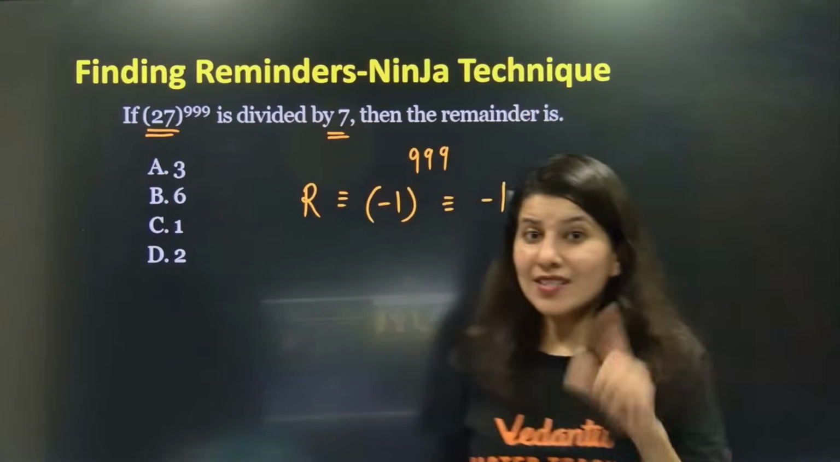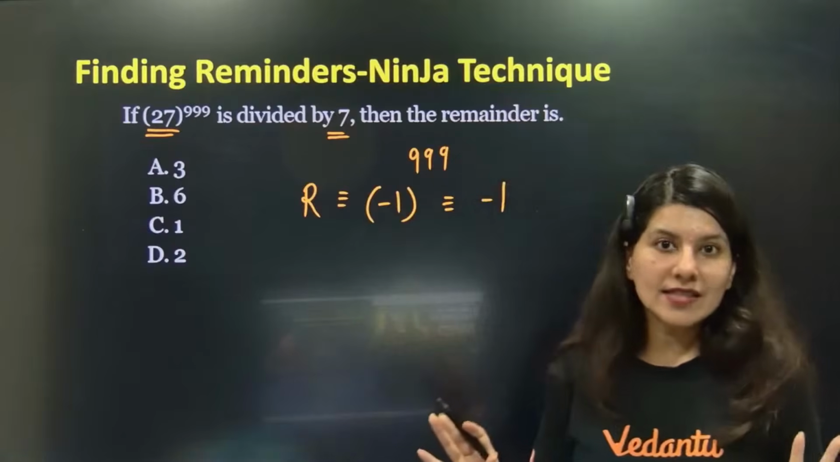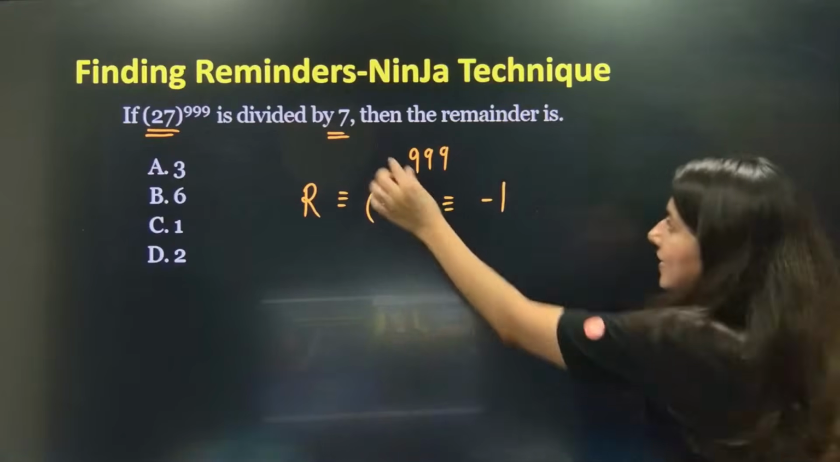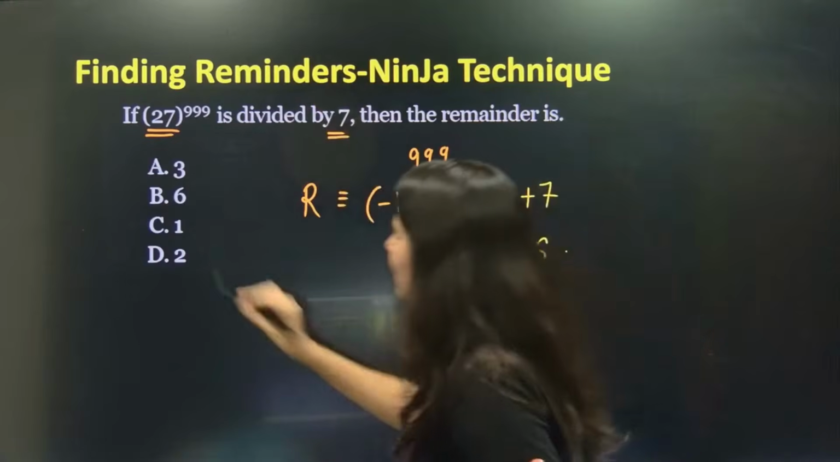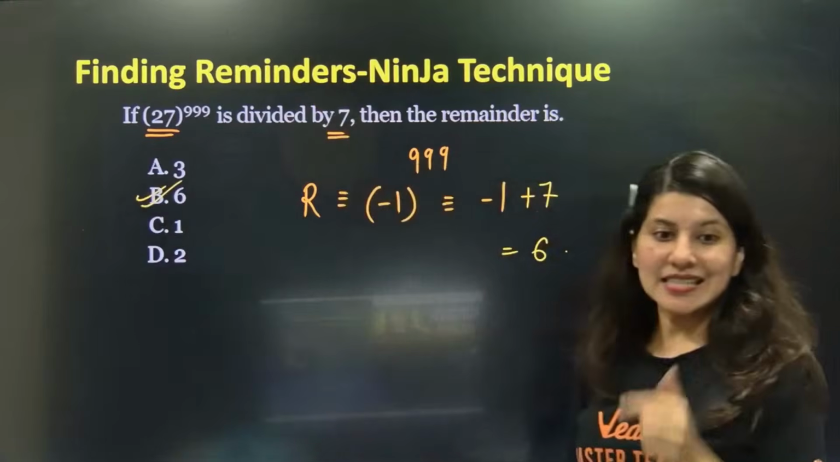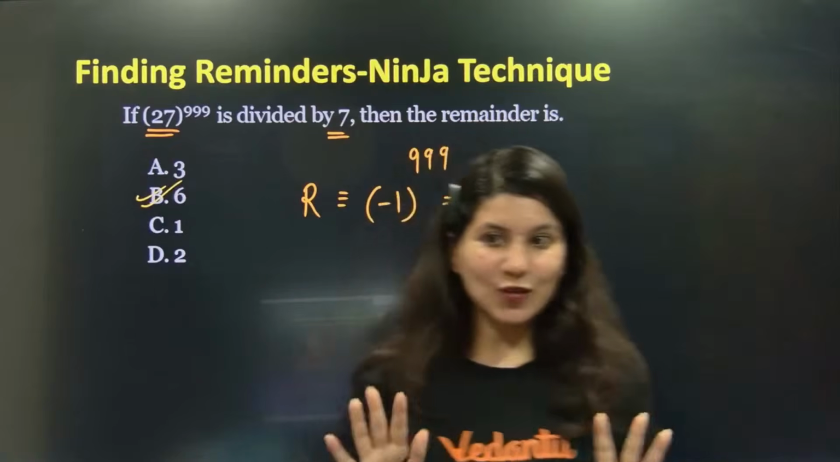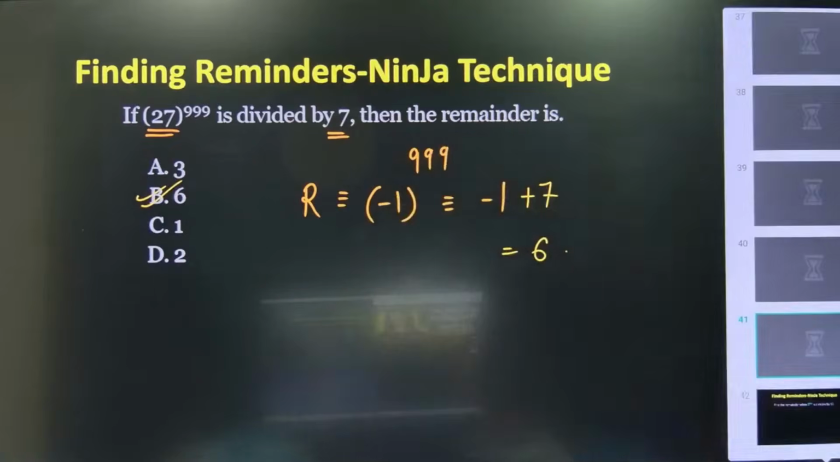And you know what? Minus 1 remainder NTA won't accept. Then, ma'am, what to do? Just add the divisor in it. So your answer will be minus 1 plus 7, which means 6 in this particular case. Are you getting the agenda over here?